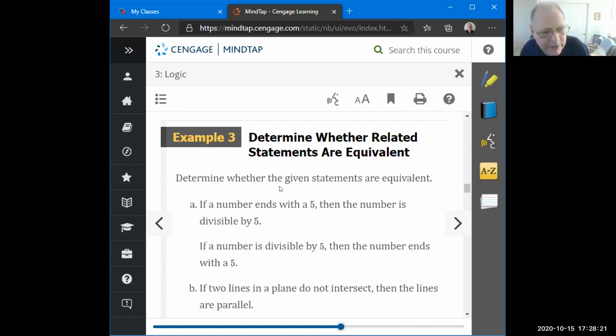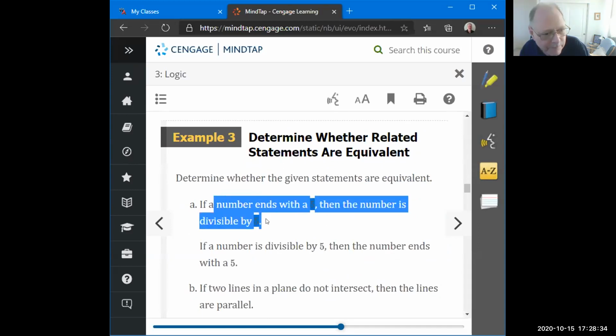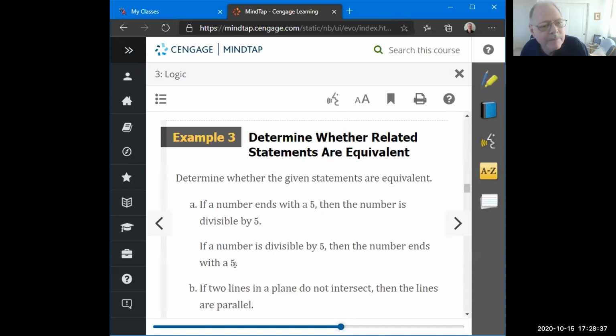So determining whether these things are equivalent, well, you'll find out the statement and its converse are not, the statement and its inverse are not. You just compare the original statement, okay, and here is its converse, and you can see they're just not saying the same thing.